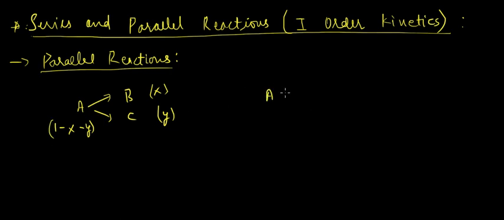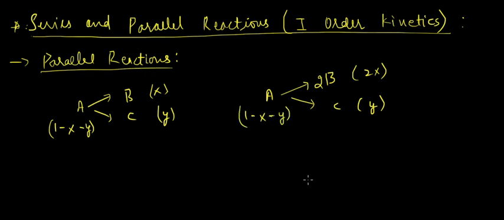Similarly, if we have A as the initial reactant, and 2B and C are formed, then from A, let's say X moles of A decomposed into 2B, so 2X moles of B would be formed, and let's say from A, Y moles of C was formed. So again the final number of moles of A would be 1 minus X minus Y.